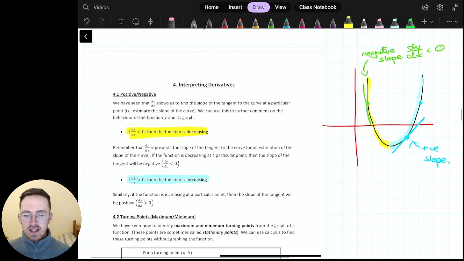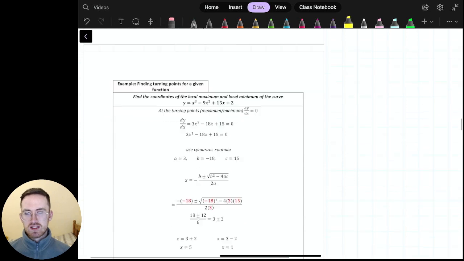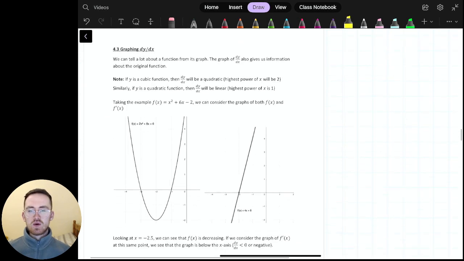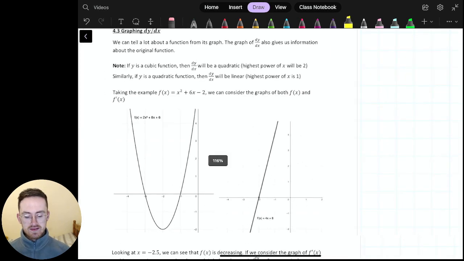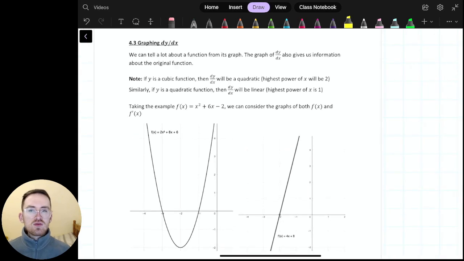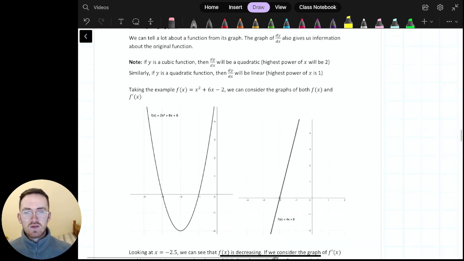And what we're going to see in the next little bit, so I'm going to skip over the turning points as I said there, and I'm going to look at this one here of graphing. And the graph of your derivative actually helps us with a lot of this information as well. So if we look at these two graphs here, on the left hand side I have a quadratic, and on the right hand side I have the derivative of that quadratic.